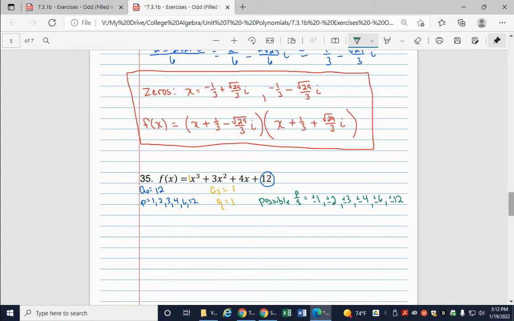Anybody have any specific ones they want to try, or do you just want to start at positive 1 and work our way down? Okay, let's start at positive 1.